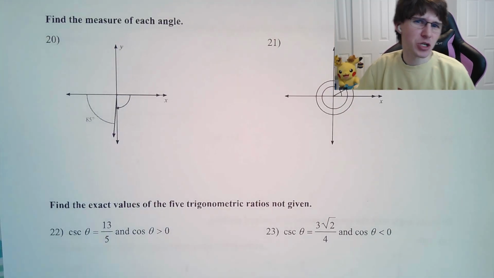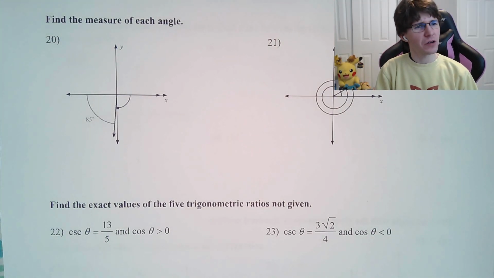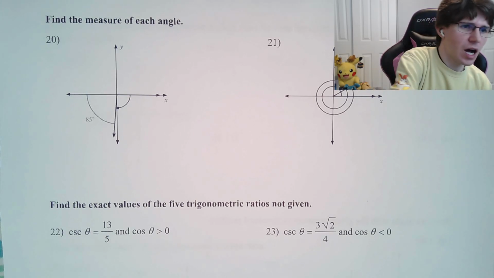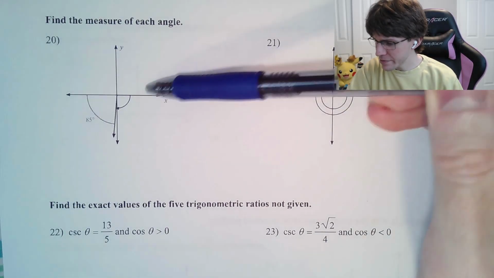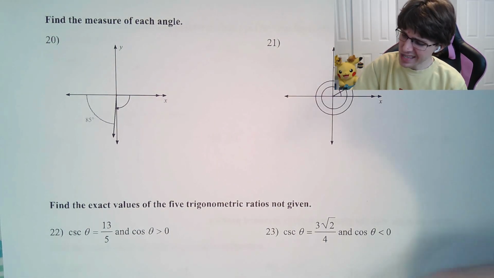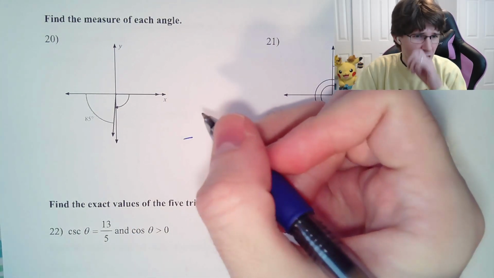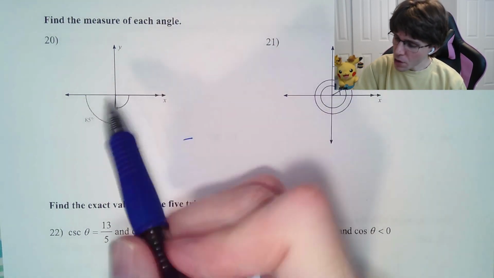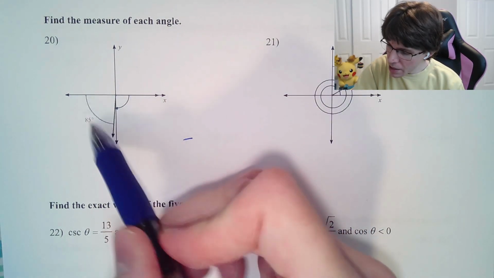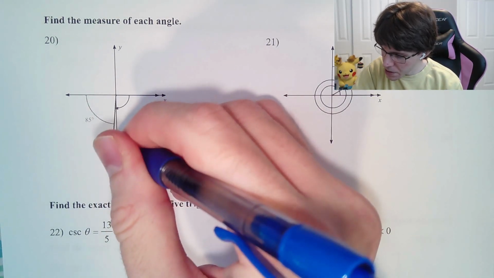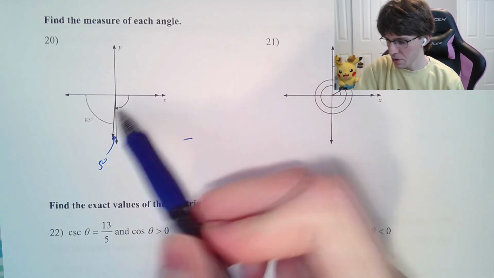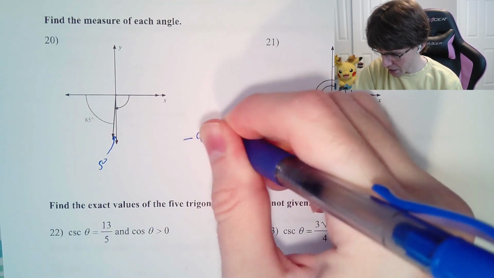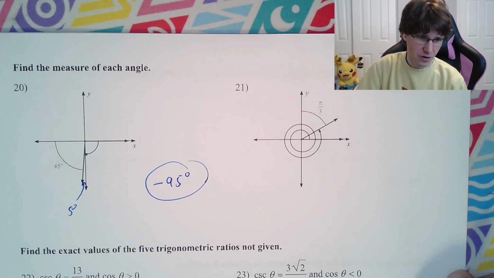So find the measure of each angle. Remember, going up is going to be a positive value. Going down is going to be negative. So this one's guaranteed to be a negative number. Then we just need to figure out what negative number it is. Well, it's a little bit more than 90. This is 85 here. So this part right here, that little sliver, is 5 degrees, but we're looking for the whole thing. That's going to be negative 95 degrees for our final answer.